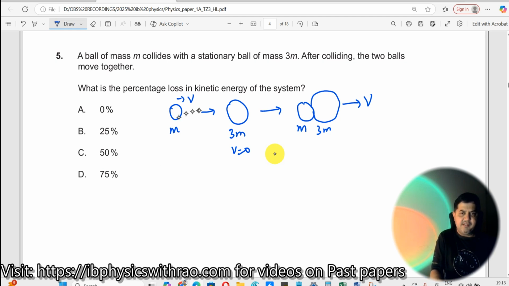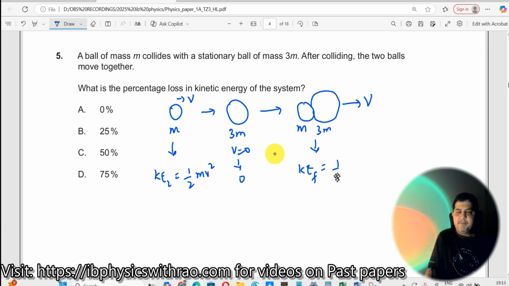So what we'll do is, he is asking about kinetic energy. First, what is the kinetic energy of this one here? Kinetic energy of this one is nothing but half mv square. What is the kinetic energy of this one? 0, because it's not moving at all. What is the kinetic energy of this? This is your kinetic energy final, which should be equal to half into total mass, m plus 3m, 4m, into the new velocity, let us say v dash or maybe v2. So v2 square over here.